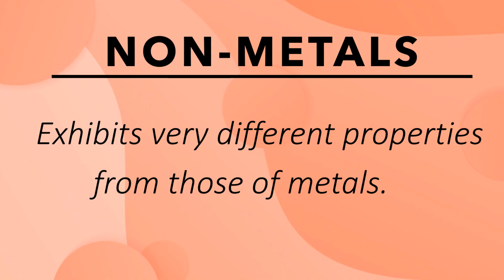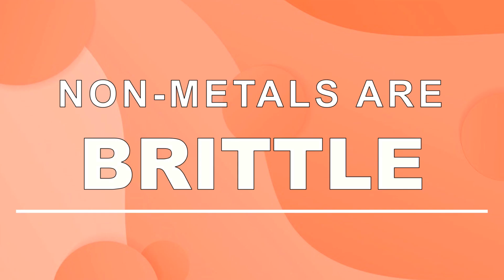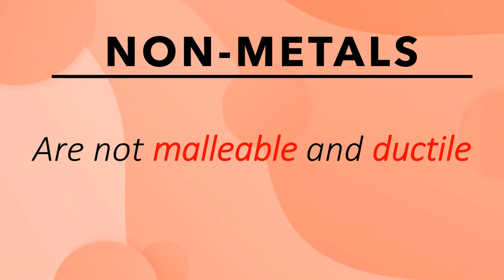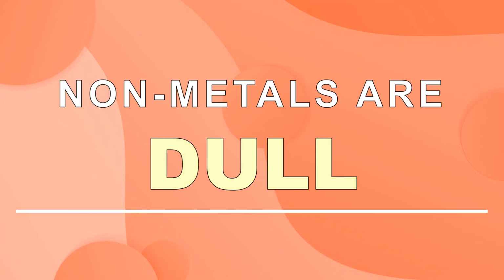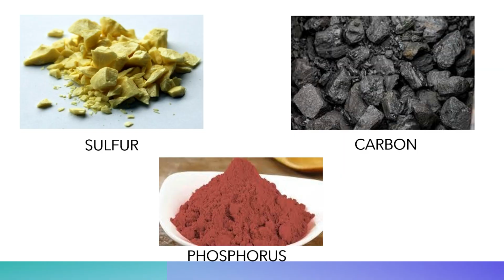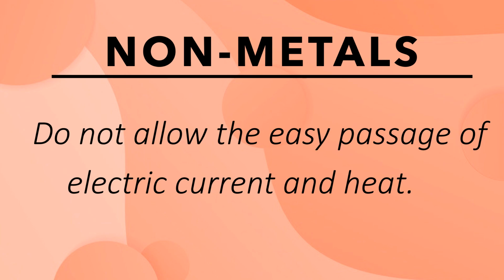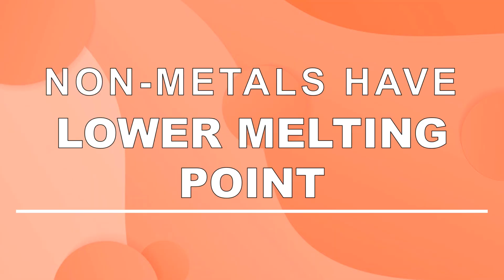Nonmetals exhibit very different properties from metals. For instance, in the solid state, nonmetals are brittle, meaning that they will shatter if struck with a hammer. This also means that nonmetals are not malleable and ductile. The solid nonmetals are also dull, meaning they are not shiny like metals. Nonmetals are also poor conductors of heat and electricity. They do not allow the easy passage of electric current and heat. Nonmetals also tend to have lower melting points compared to metals.